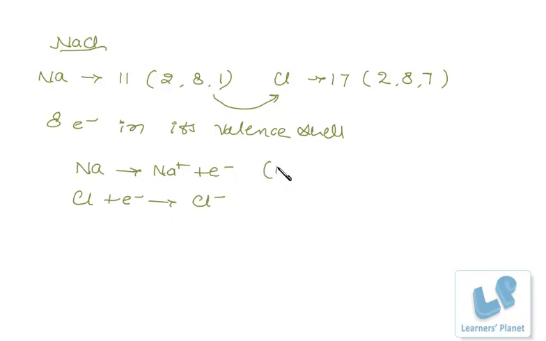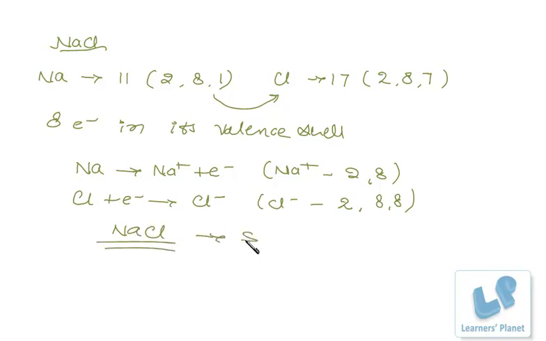What is the electronic configuration of the sodium ion? It is 2, 8. What is the electronic configuration of the chloride ion? It is 2, 8 and 8. And they form a compound. See, this is a positively charged entity and this is negatively charged. So there will be a force of attraction between them and it forms sodium chloride. So this is the way elements react, how they form different types of compounds.